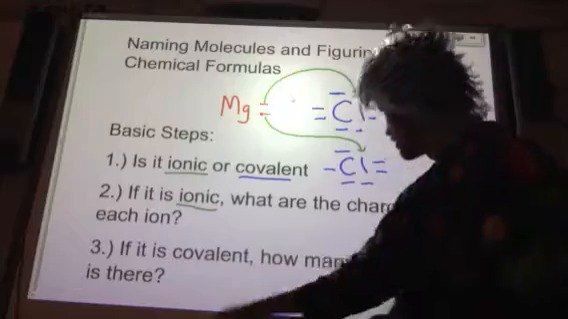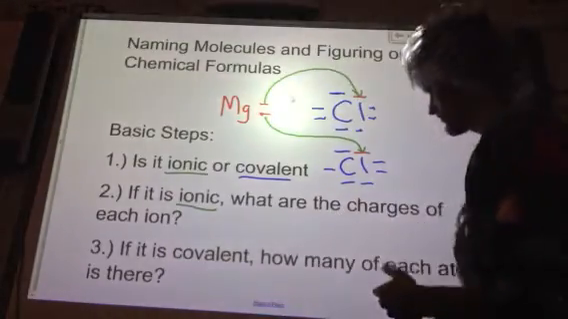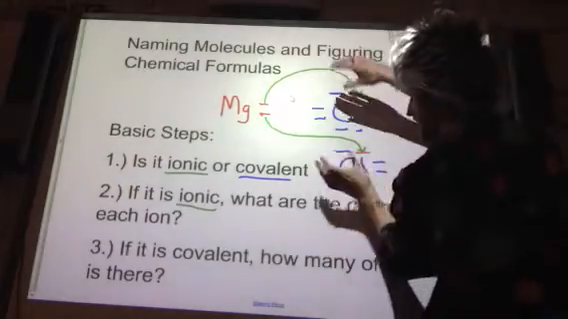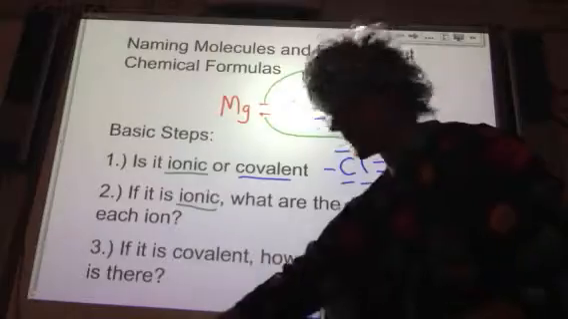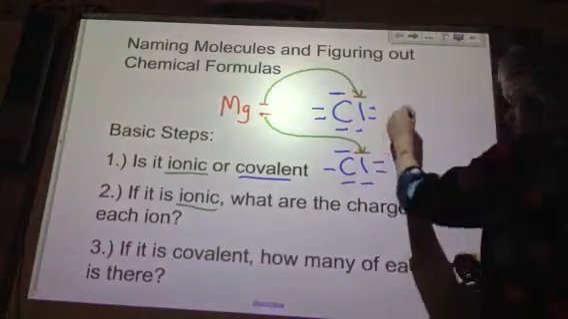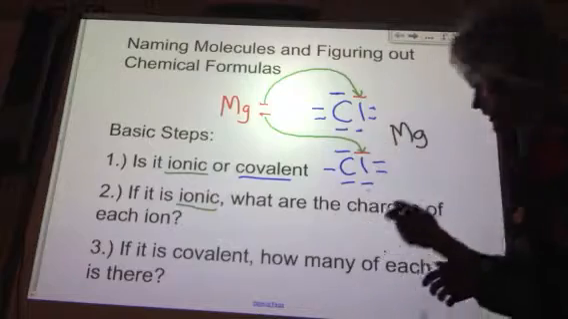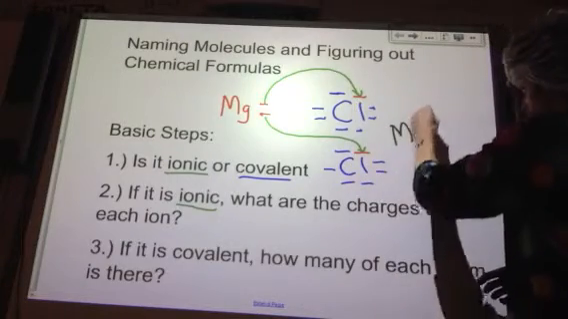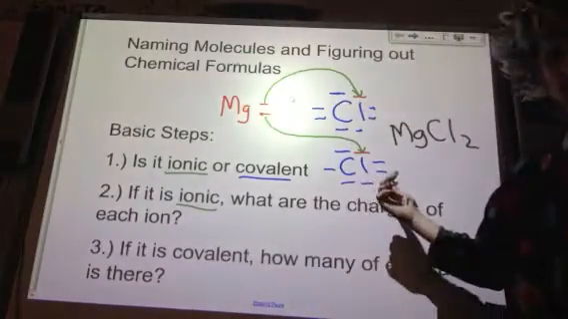Ooh. Right? Follow me so far, folks? Good. Now we have 2 Cls, 1 Mg. How do you write the formula then? Well, I already showed you that. It was Mg, one of them, so you just don't put a subscript on the 1. 2 Cl, so it's Cl2. That's how you write the formula.